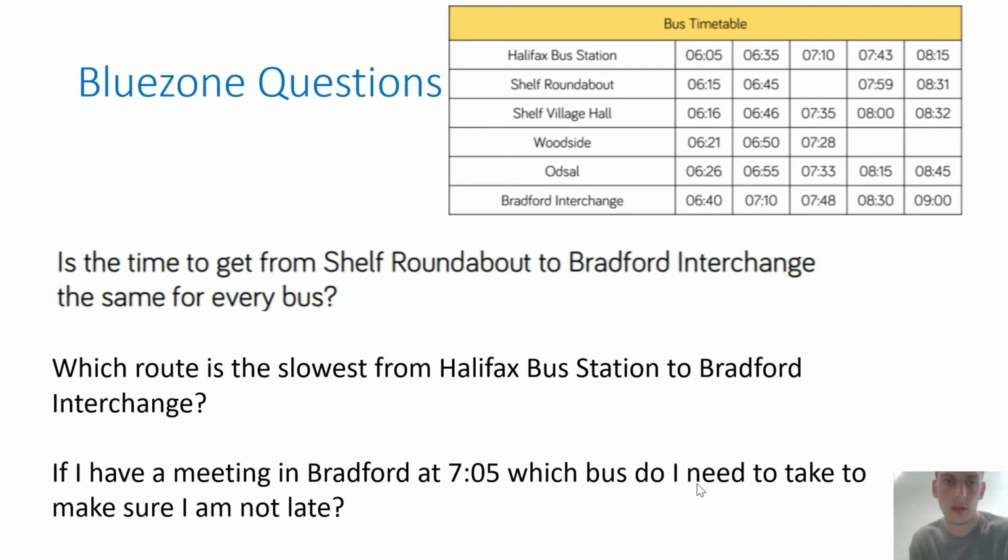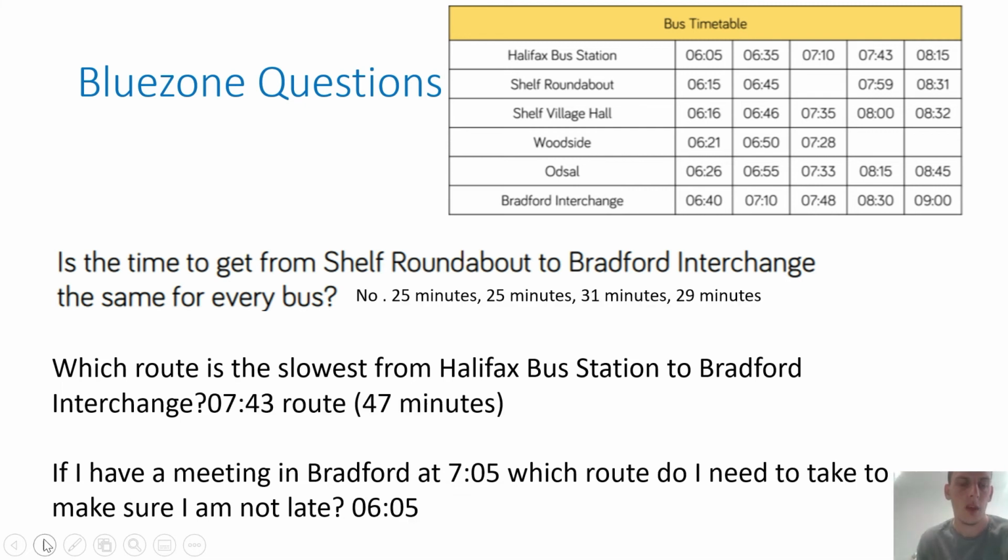Right, let's go through these answers. So the first question was, is the time to get from Shelf Roundabout to Bradford Interchange the same for every bus? No. If you look at the first one, the 6:05 bus, it takes 25 minutes to get from Shelf Roundabout to Bradford Interchange. Next one takes 25 minutes. The next one actually doesn't stop at Shelf Roundabout, so you can't even do that one.